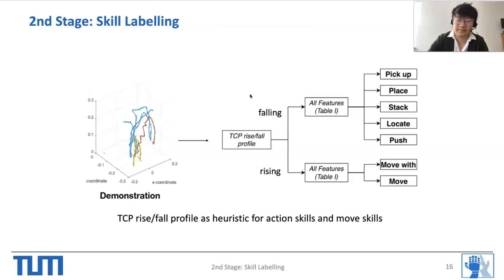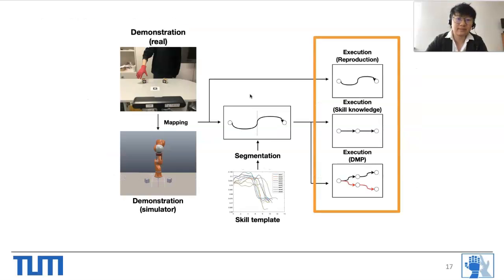In the skill labeling process, we use the TCP profile as a heuristic to differentiate between action skills and move skills. Move skills are considered to be connectors to connect the action skills. We then use all the features to find the final skill.